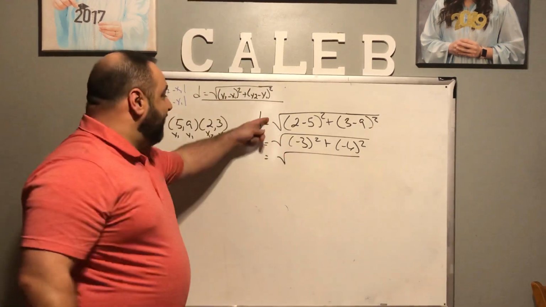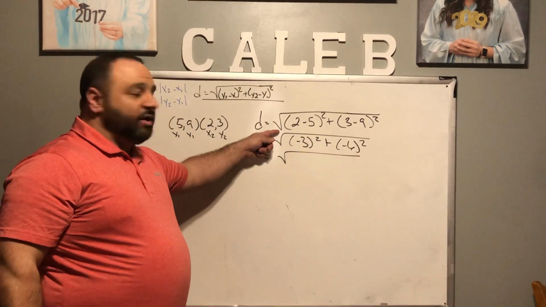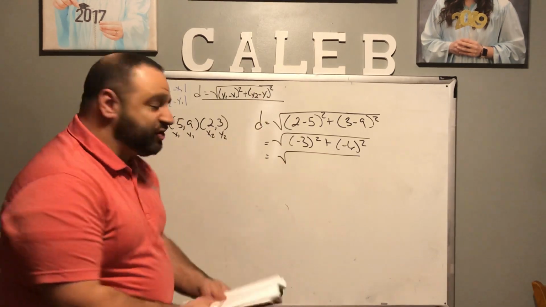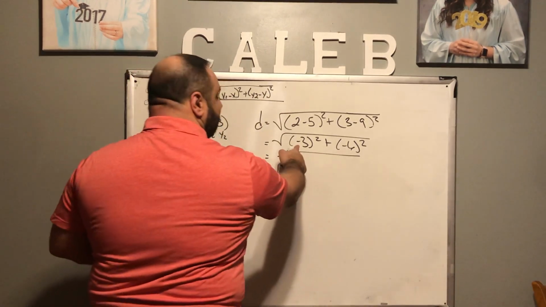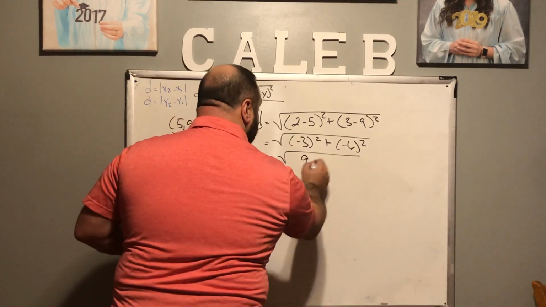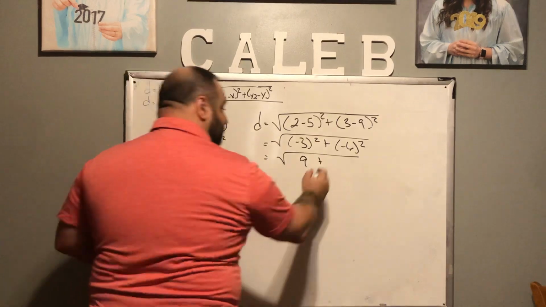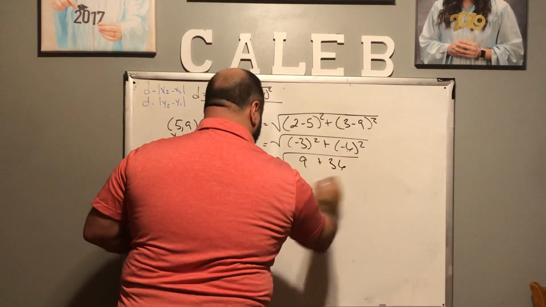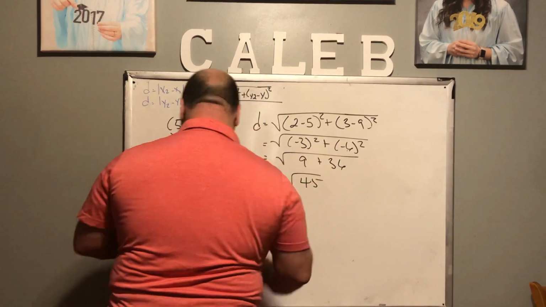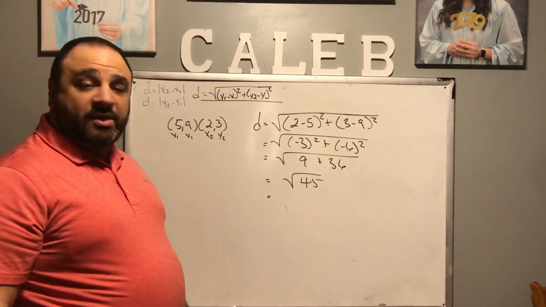Now, you could combine these 2 steps if you use your calculator or do it in your mind. I'm just going to work these out so you see each step. So negative 3 squared, negative 3 times negative 3, is positive 9, and negative 6 times negative 6 would be 36. We have the square root of 45.